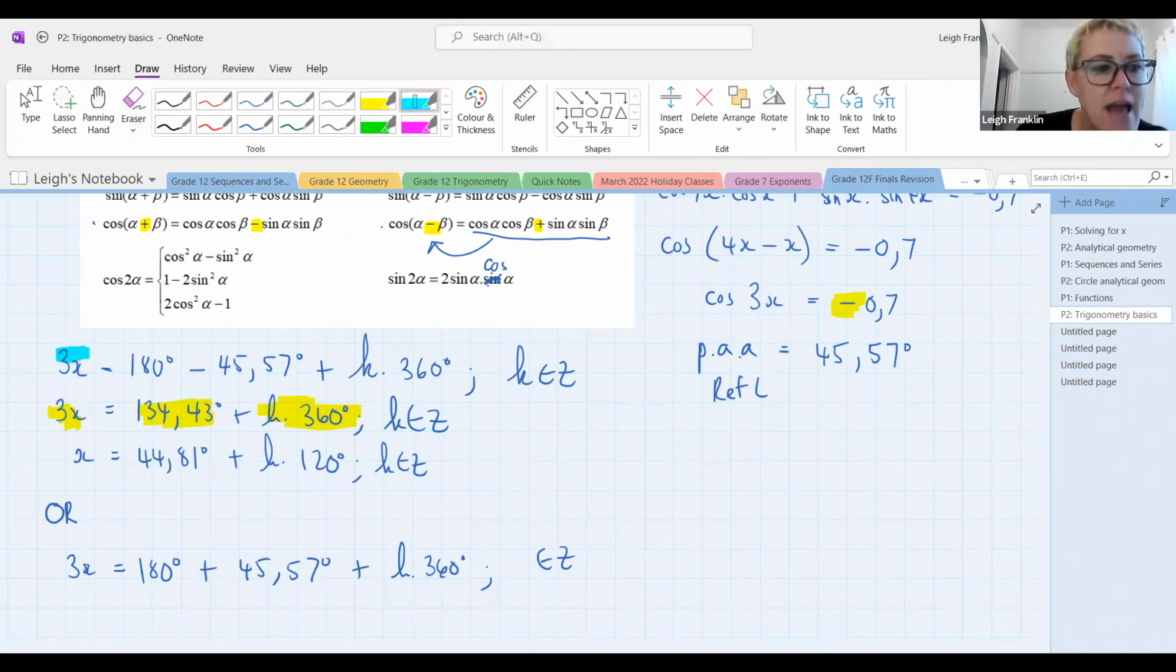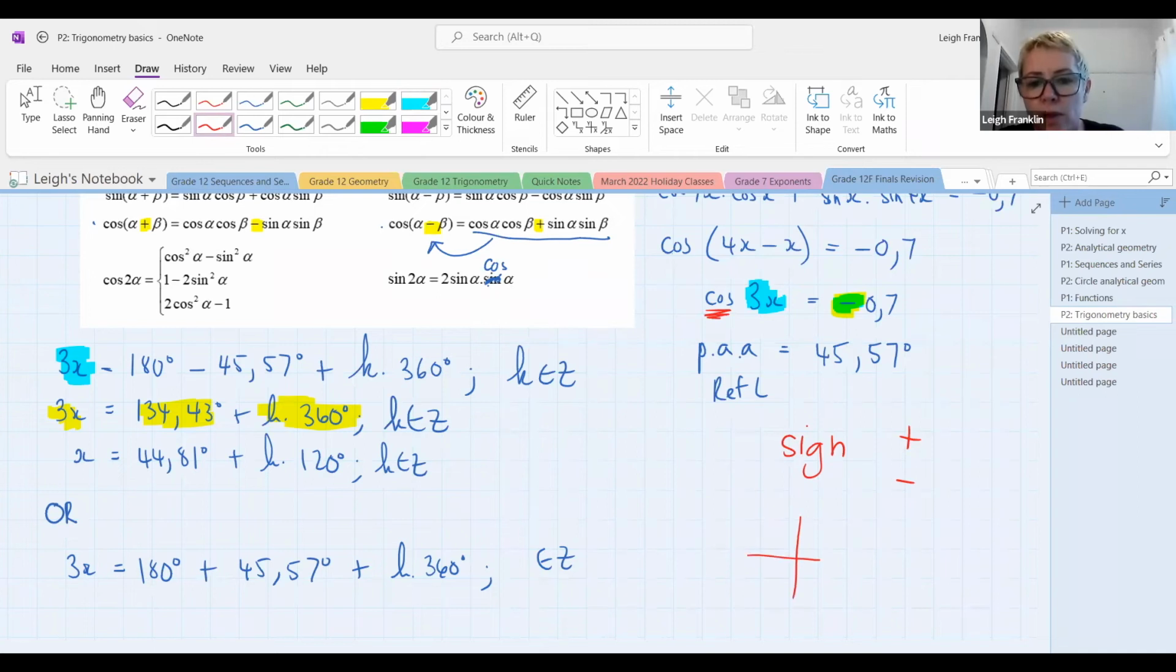So what we are doing here, this first bit over here, this is the angle that you are solving for. So that comes from here. Then you look at the sign of your ratio, meaning plus or minus, and that is what you use to decide which quadrants you're going to work in. In this case, we are talking about the cos of an angle. If we draw a quick little CAST diagram, we know that cos is positive in quadrants 1 and 4. So it's negative in quadrants 2 and 3.